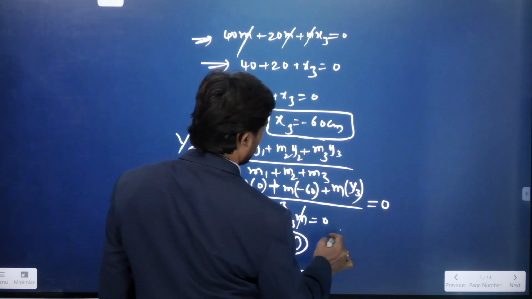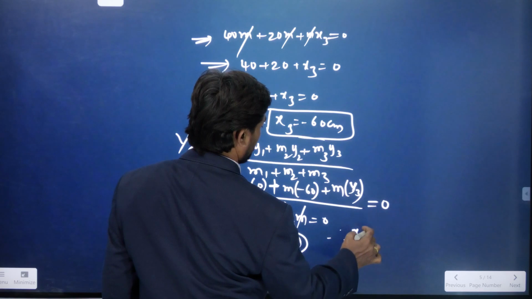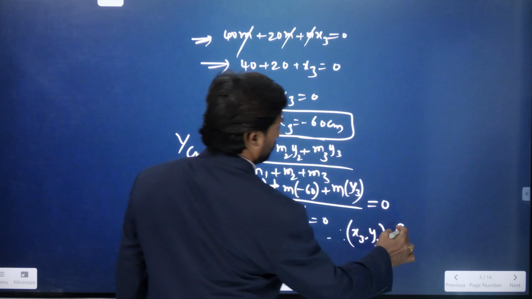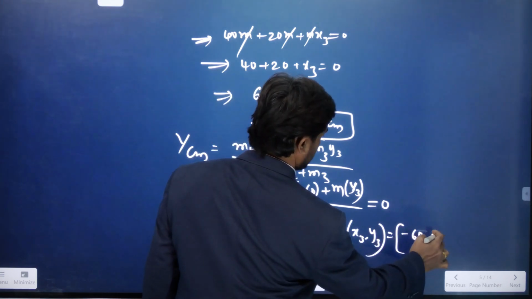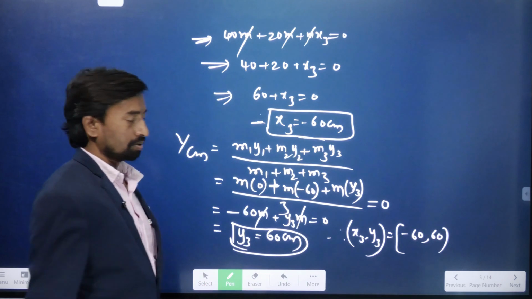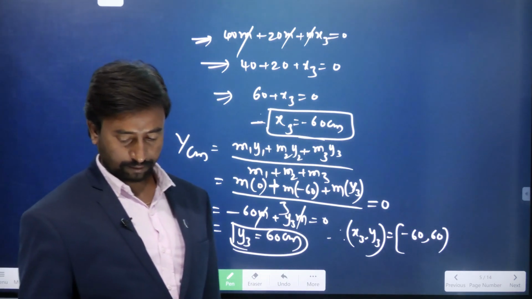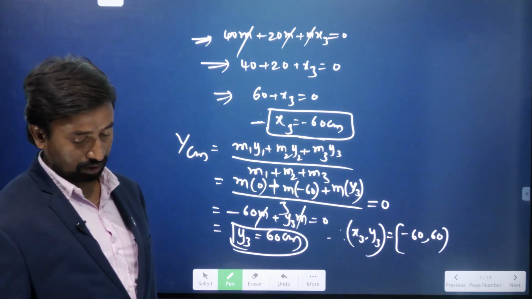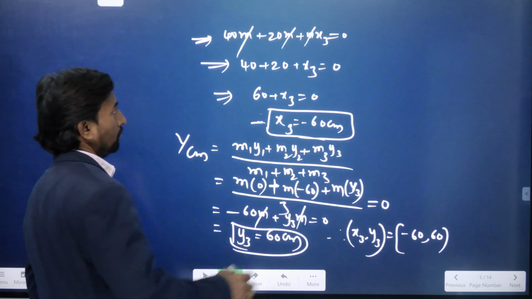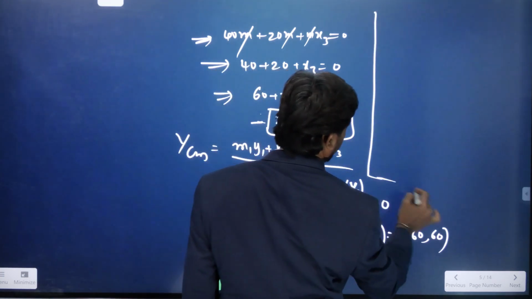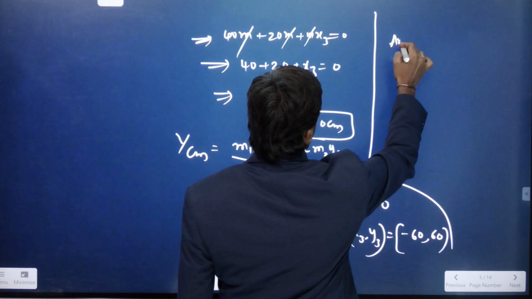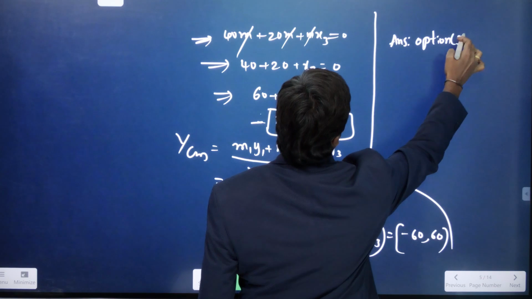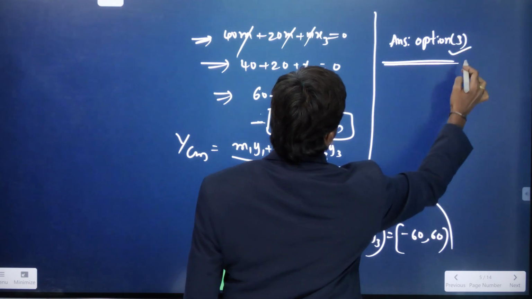So now therefore, we can write x3 comma y3 is equal to, how much do we get here? Minus 60 comma plus 60 centimeters. So the correct option is minus 60, plus 60. Therefore the answer is option 3 is correct.